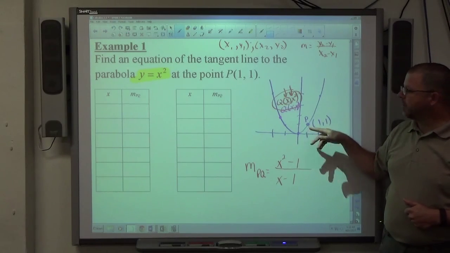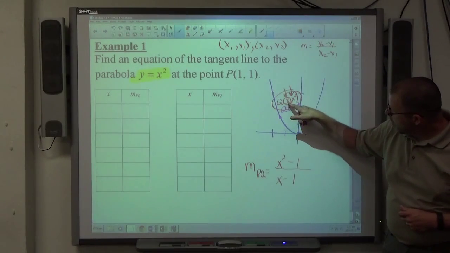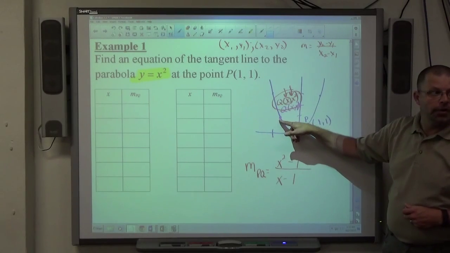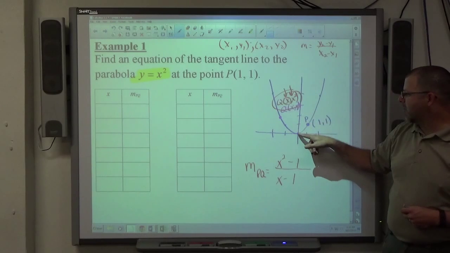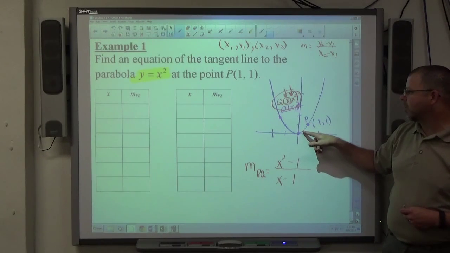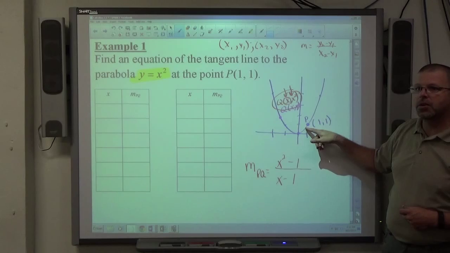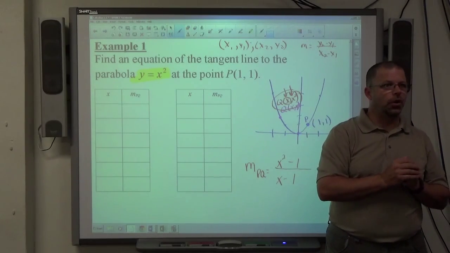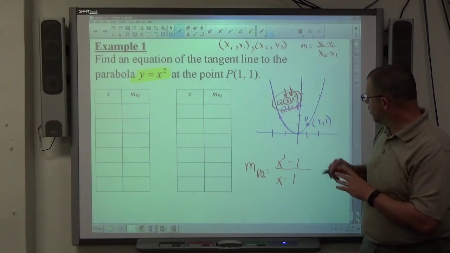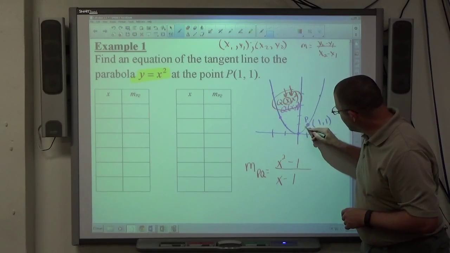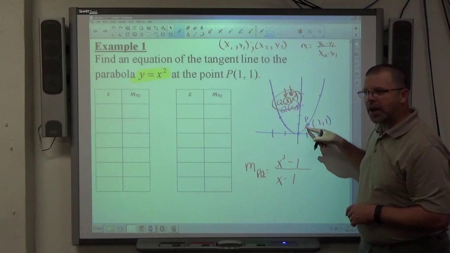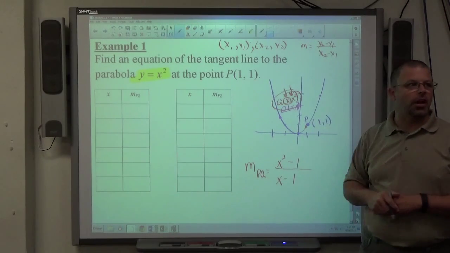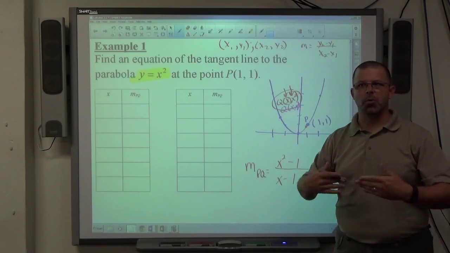All right. So if this is 0, 0, that's closer to P than it was there, right? And then if it's 0.5, 0.25, now it's closer to P than it was. If it's 0.9, 0.81, it's closer to P than it was. In each case, as X is getting closer and closer to 1, my point Q is getting closer and closer to P. And if it's right next to P, so that I couldn't even slide a piece of paper between those 2 points, that secant line and the tangent line are almost exactly the same. The slopes are almost exactly the same.